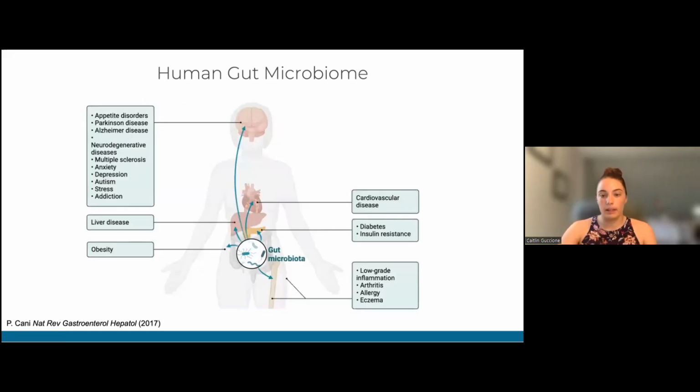What is lesser known is that the human gut microbiome doesn't just affect the gut, but can affect a huge range of other things. It has links to the brain: appetite disorders, Alzheimer's disease, anxiety, depression, stress, and even addiction. This is a newly studied area of research, but it is important for understanding how your gut affects your brain. It also has links to cardiovascular disease, liver disease, obesity, diabetes, and a range of other things such as allergies and inflammation.